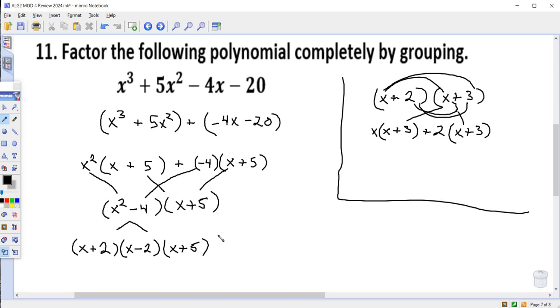And I found all 3 factors. If I multiply x plus 2 times x minus 2 times x plus 5, I will end up with this cubic polynomial with 4 terms at the very beginning. All right, this is completed. This is factored completely. All right, there ends our review, and I hope this was helpful, and I will see you on the flip side.